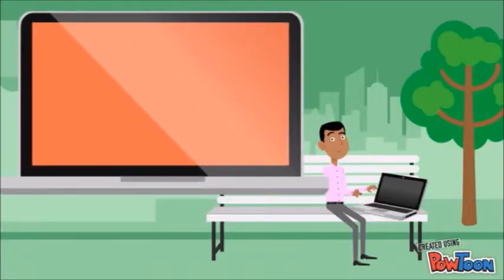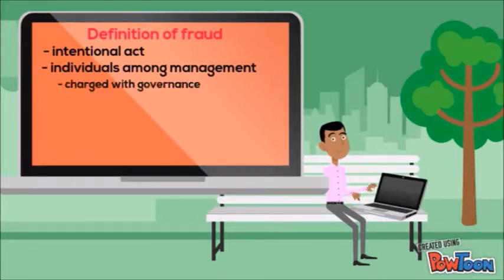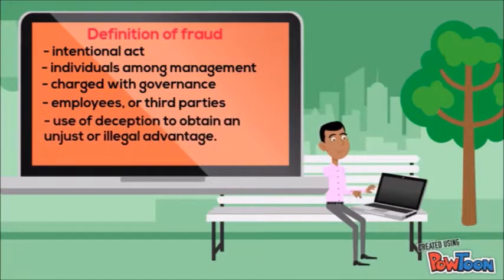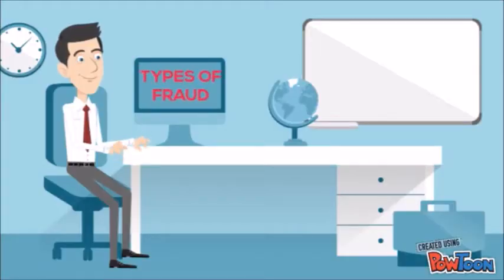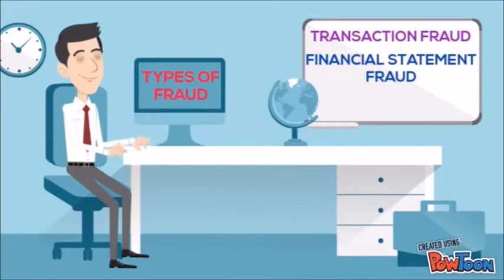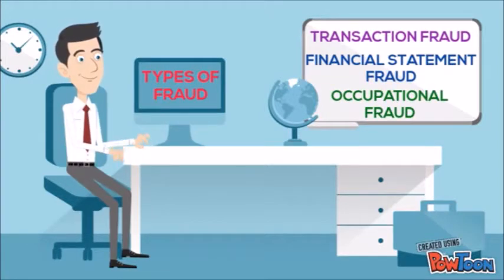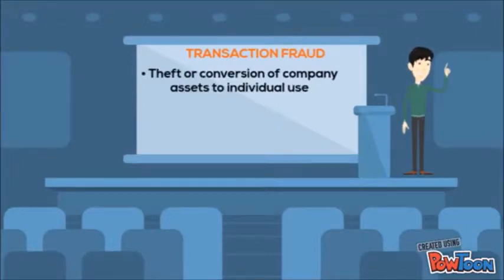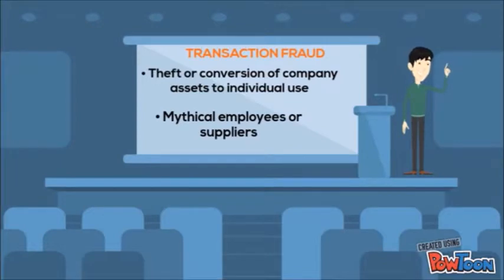ISA 240 defines fraud as an intentional act by one or more individuals among management, those charged with governance, employees, or third parties, involving the use of deception to obtain an unjust or illegal advantage. There are three types of fraud, which are transaction fraud, financial fraud, and occupational fraud. Examples of transaction fraud are the theft or conversion of company assets to individual use, and mythical employees or suppliers may be added to company records to whom monies are paid for services or goods never delivered.